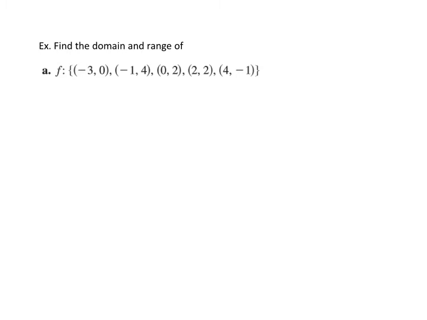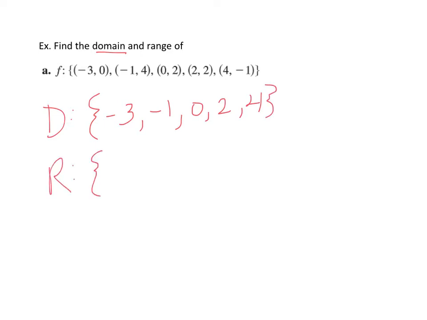If I'm given a set of points and I talk about domain, well, domain are my x values, so I'm only going to pick out my x values in here. I'm going to list them as a set of numbers: negative 3, negative 1, 0, 2, and 4. For my range, I'm going to pick out all my y values and list them as a set of numbers. So 0, 4. I don't need to list 2 twice, so I just need to list it once, along with negative 1. And that should have ended with a fancy bracket.